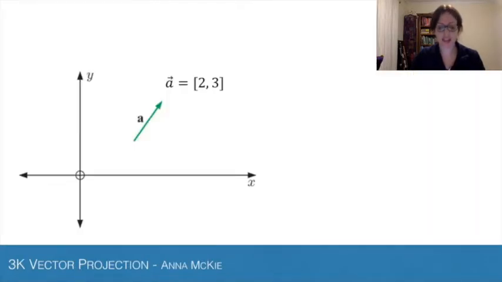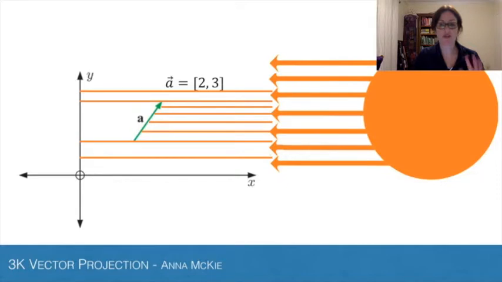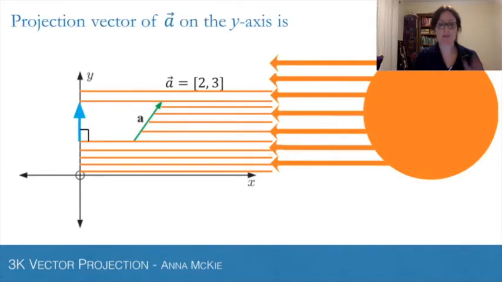Imagining the vector A, which has components 2, 3, so 2 in the horizontal direction and 3 in the vertical direction. The projection of this onto the y-axis to start with. So it's the shadow essentially that it casts onto the y-axis. Imagining the sun here and all of the rays that it would be creating, and therefore where the shadow would be, where it blocks out the light, on the y-axis would be here.